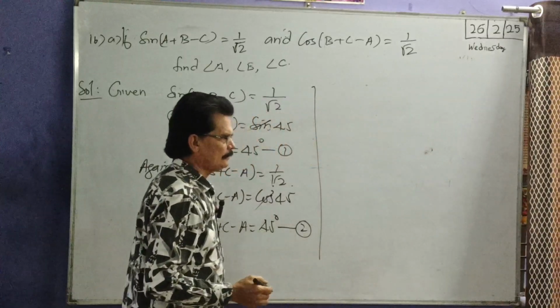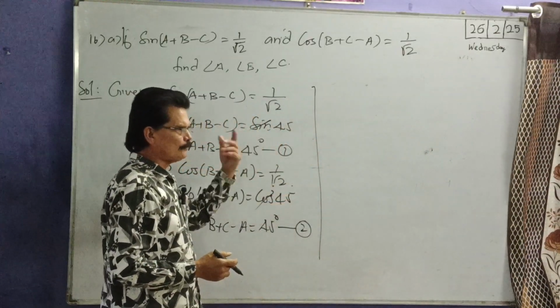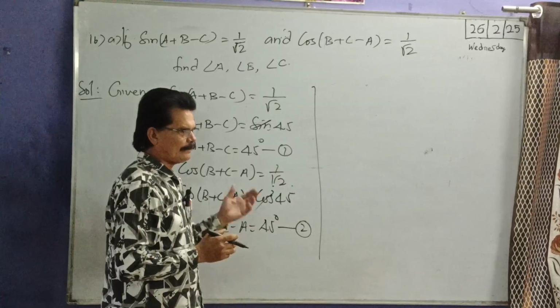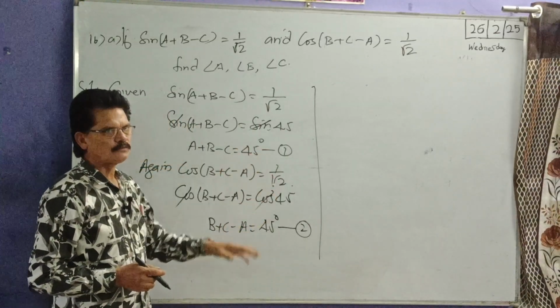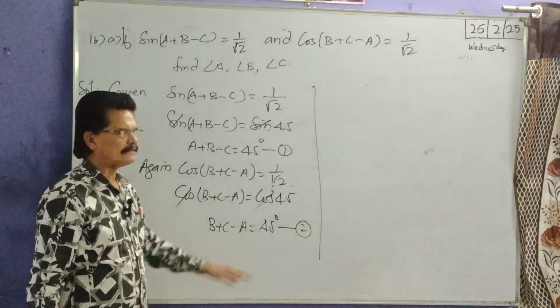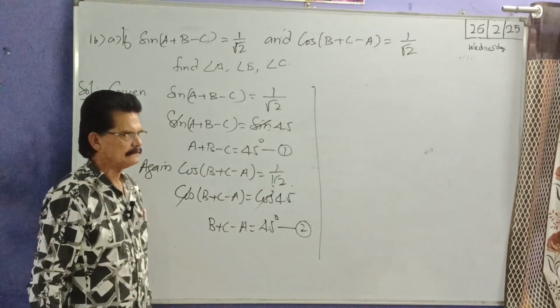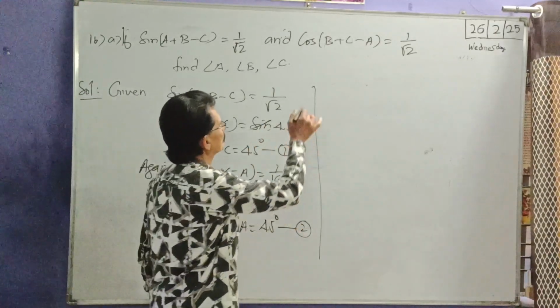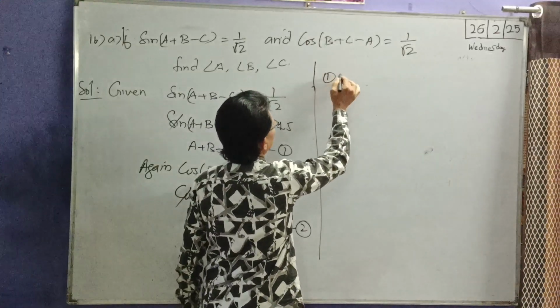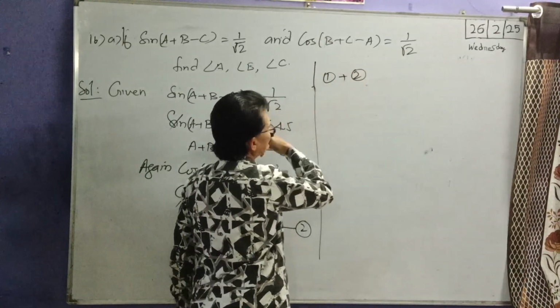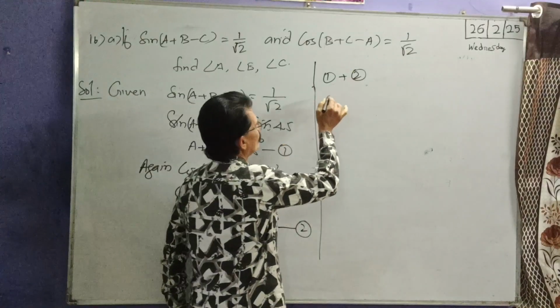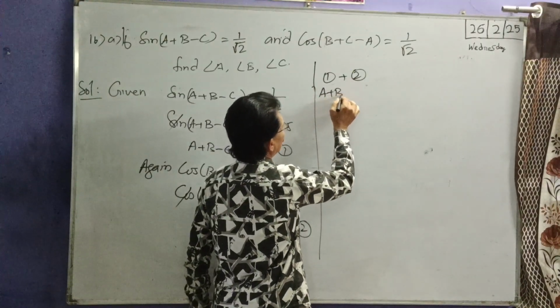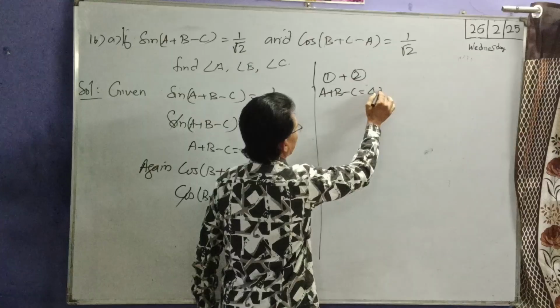Now, you do 1 plus 2, and you do 1 minus 2. What I am telling now is very, very important. That face is very, very important. You do 1 plus 2. A plus B minus C is equal to 45.